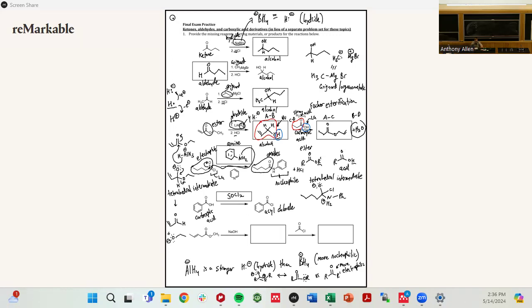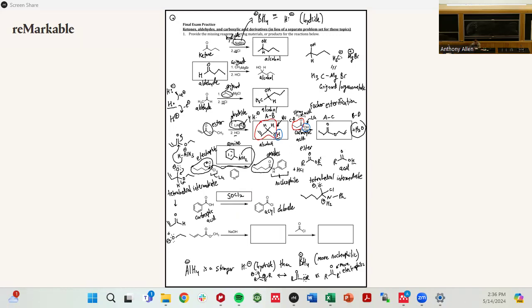Do you have to know the formula or just have it drawn by name? Like this formula. Although, yeah, give me this. Don't give me thionyl chloride. Would you accept a drawing? I would accept a drawing. Okay. Yes.